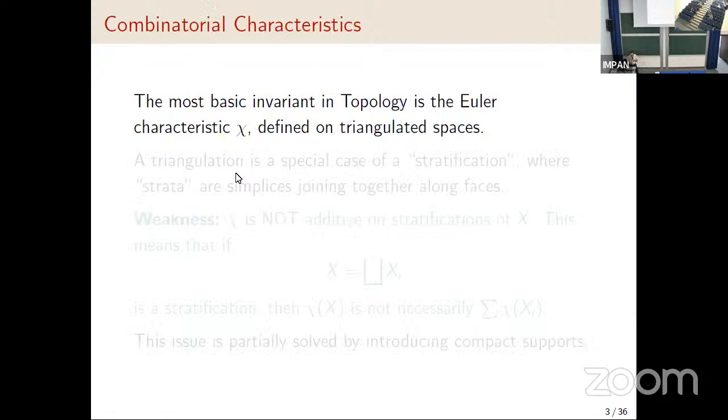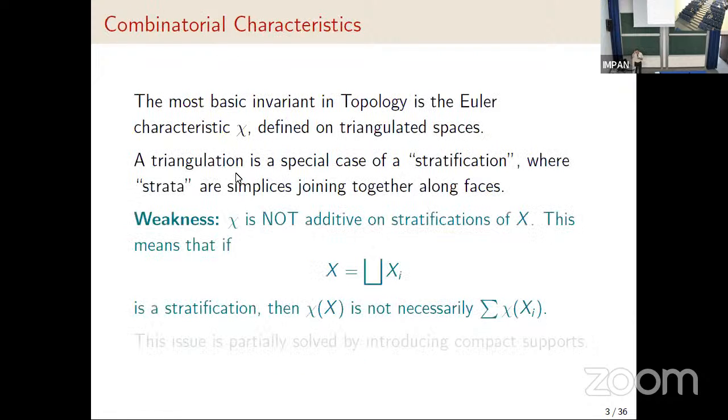The most basic invariant in topology, obviously, is the Euler characteristic. When you compute the Euler characteristic on a triangulation, that's a stratification, a union of spaces. But when you want to compute this, you cannot naively take chi of X as the sum of chi of the pieces. It would be wonderful. Basically, this is what I want to do eventually. This issue is resolved if you work with Euler characteristic with compact supports.